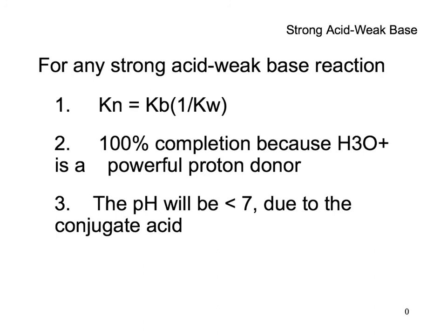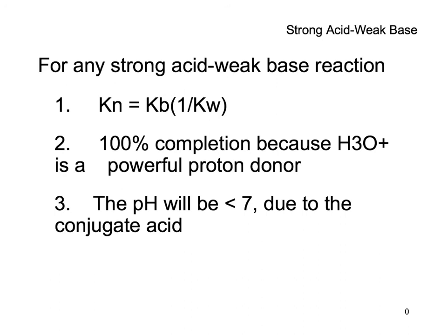So what have we just learned? We have learned that the neutralization constant can be determined by simply multiplying the Kb for the reaction by 1 over Kw. And of course, it's 100% completion because hydronium ion is a powerful proton donor. The pH in this case is going to be less than 7 because the conjugate acid that gets generated is going to be strong.